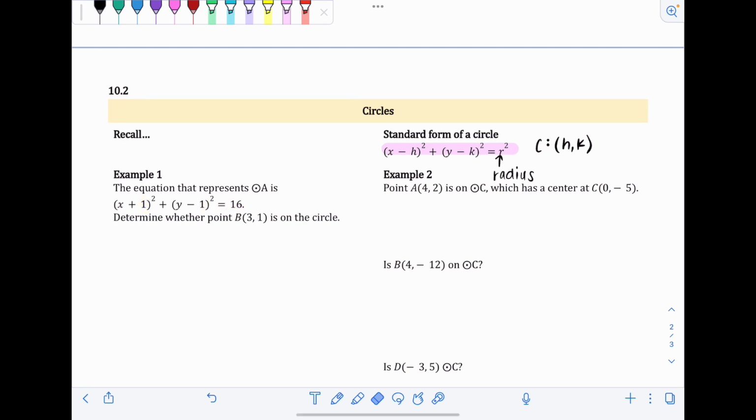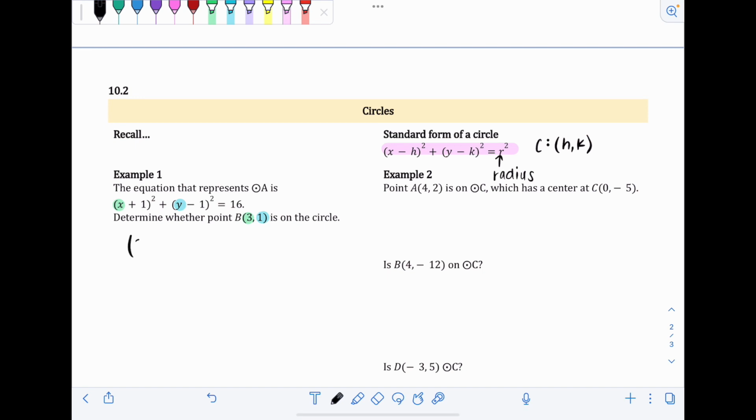Okay, so this equation is supposed to represent any point on the circle. So if that's true, it is the equation of the circle. If this point (3, 1) is on the circle, we should be able to put it in the equation and get a true statement out. So we're going to take 3 and put it in for x and 1 and put it in for y. And if it makes the equation true, then yes, it's on the circle. And if not, then no, it's not on the circle.